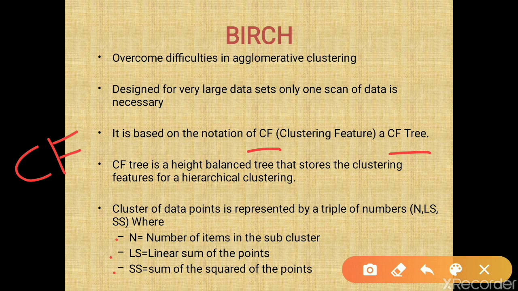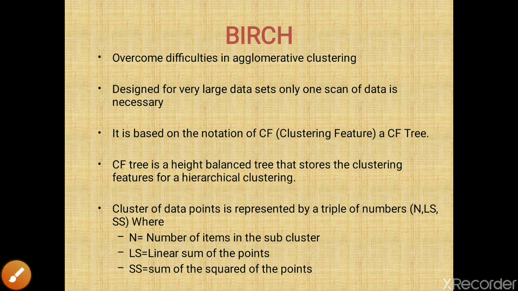N is the number of items in the subcluster, LS is the linear sum of the points, and SS is the square sum of the points. So the BIRCH algorithm has two important notions: one is the clustering feature and the other is the clustering feature tree. The clustering feature tree is the height balanced tree that stores clustering features, and the clustering feature is a three-dimensional vector which contains these three values.